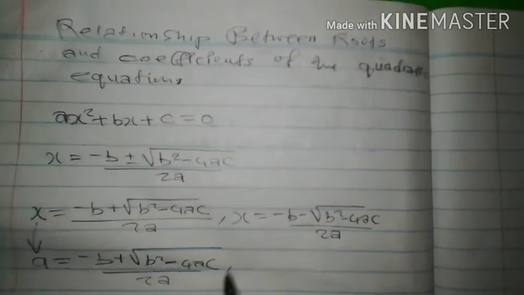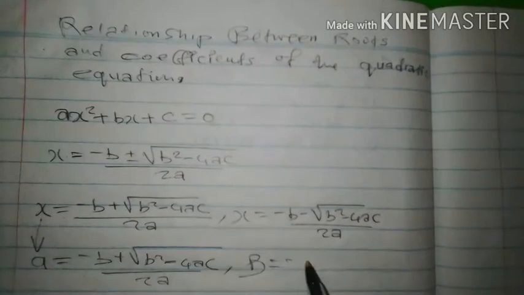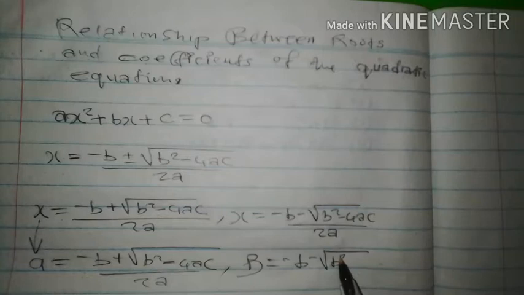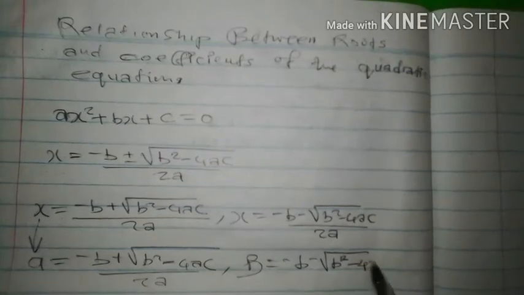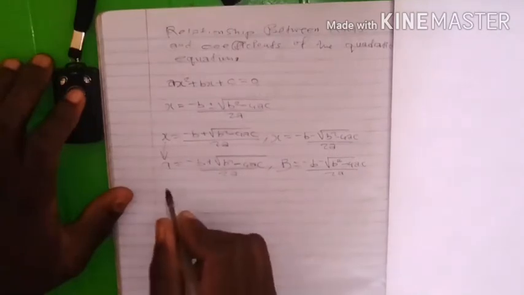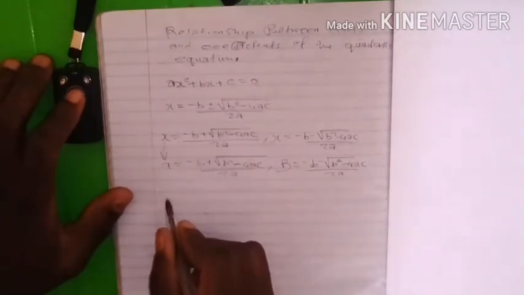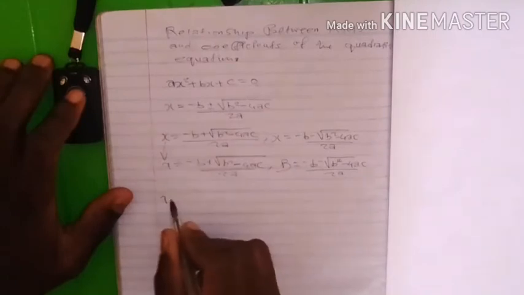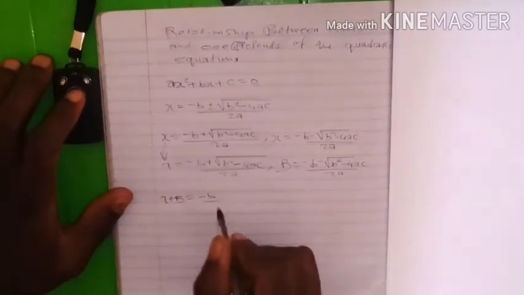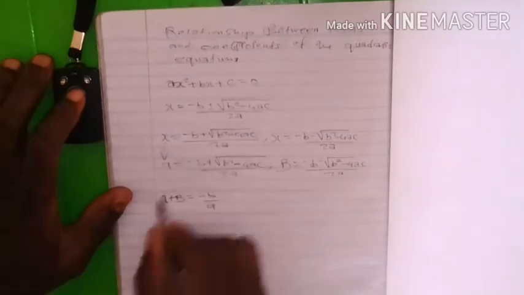Then this one also becomes beta is equal to minus b minus the root of b squared minus 4ac over 2a. Let's say we want to prove the relationship between the ones that we have found. Let's say alpha plus beta is equal to minus b over a. Let's say we want to find this.